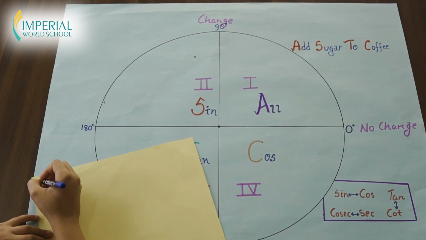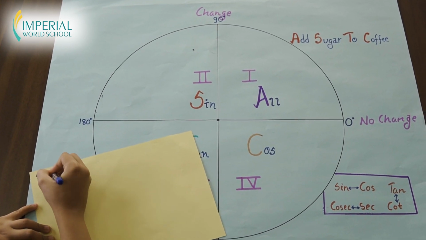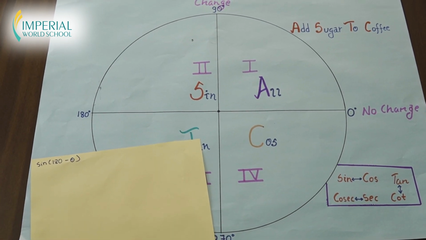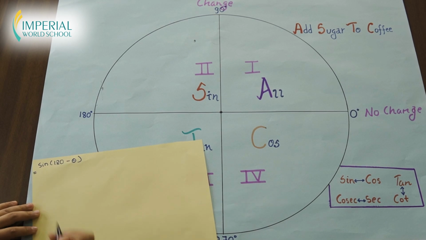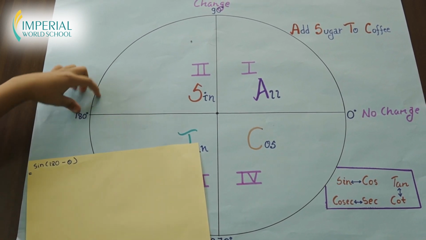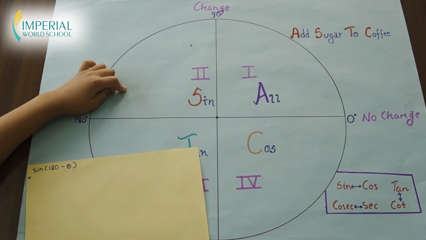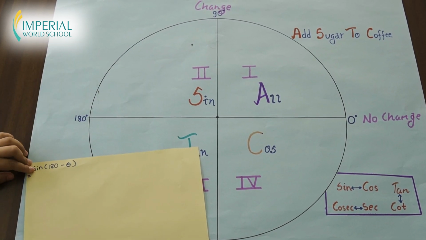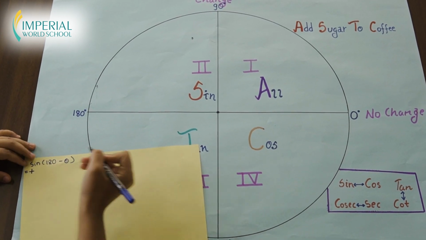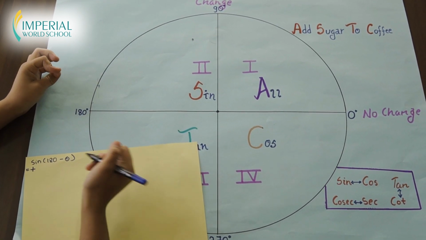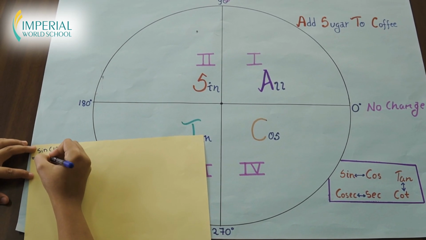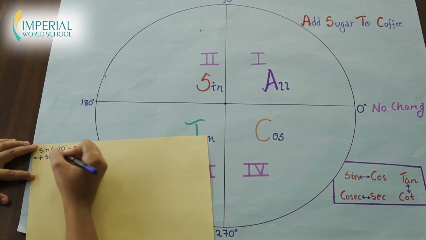First we'll be solving for sine of 180 minus theta, where theta is any angle between 0 and 90 degrees. Before solving, we have to see which quadrant this lies in. 180 minus theta means it lies in the second quadrant. Now we have to see whether the function is positive or negative in this quadrant. Sine is positive in this quadrant, so it is going to be plus. And we have to see whether this is the change of axis or the no change of axis. This is a no change of axis, so it remains sine. So our final answer is plus sine theta.